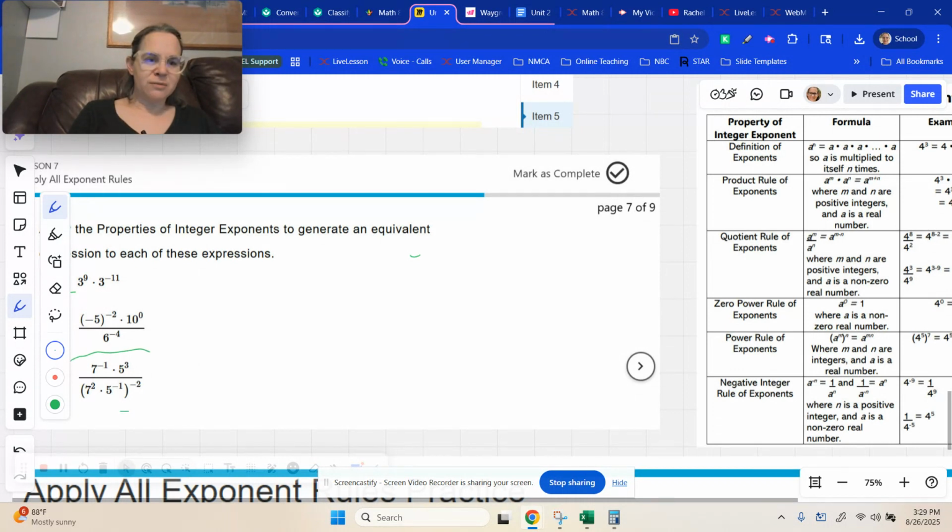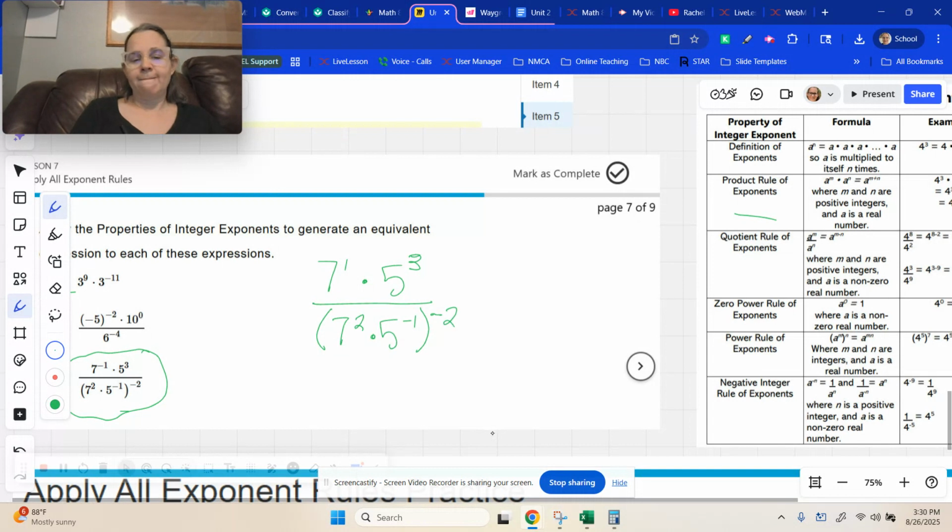Okay, so this last one, I'm not seeing anything friendly about this. All right. 7 to the first times 5 to the third. I can't use the product rule because they don't have the same base. I've got a base of 7 in the first one. I've got a base of 5 in the second one. 7 squared times 5 to the negative first power. All of that's getting raised to the negative second power.